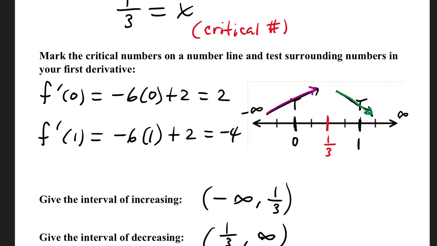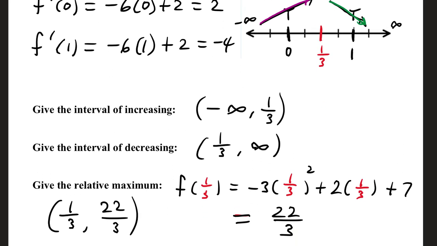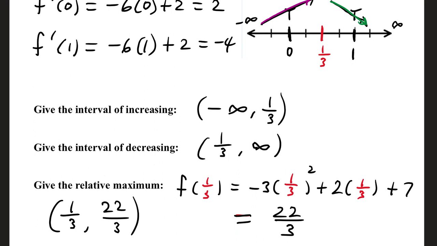Now, when it comes to relative extrema, because this function goes from increasing to decreasing, we have a relative maximum or a hilltop. In the original function, you put your critical number of 1/3. 1/3 subbed into the original function gave us an answer of 22/3, which is a little more than 7. Pairing up the number you plugged in and the answer you got, you'll get 1/3 and 22/3.